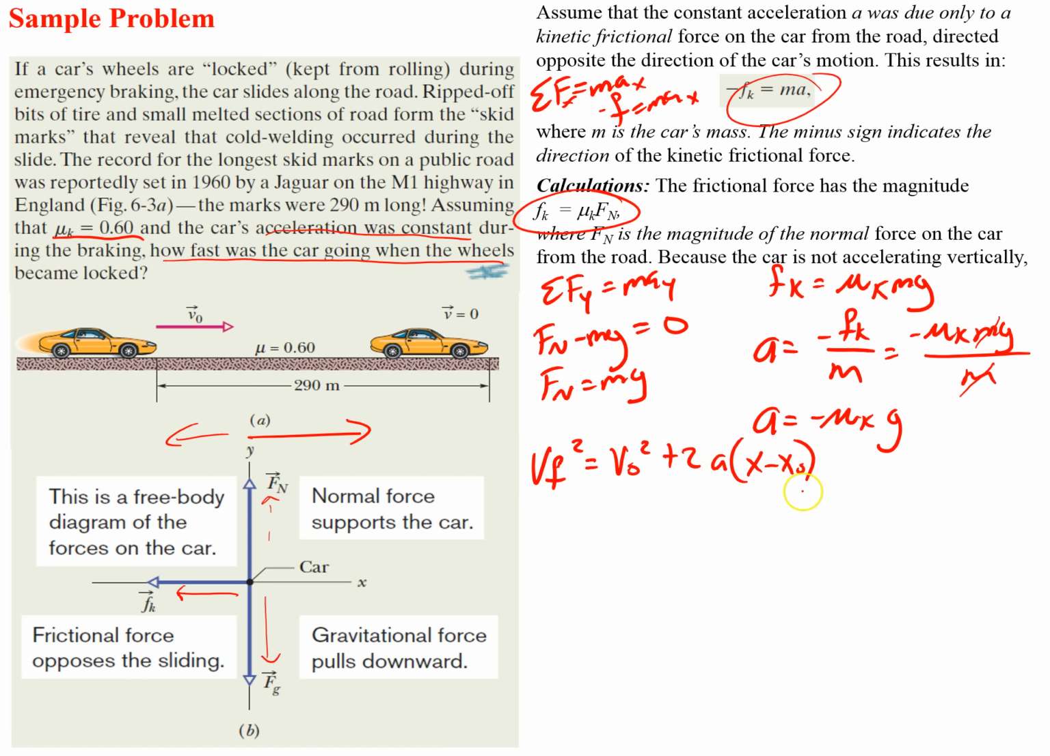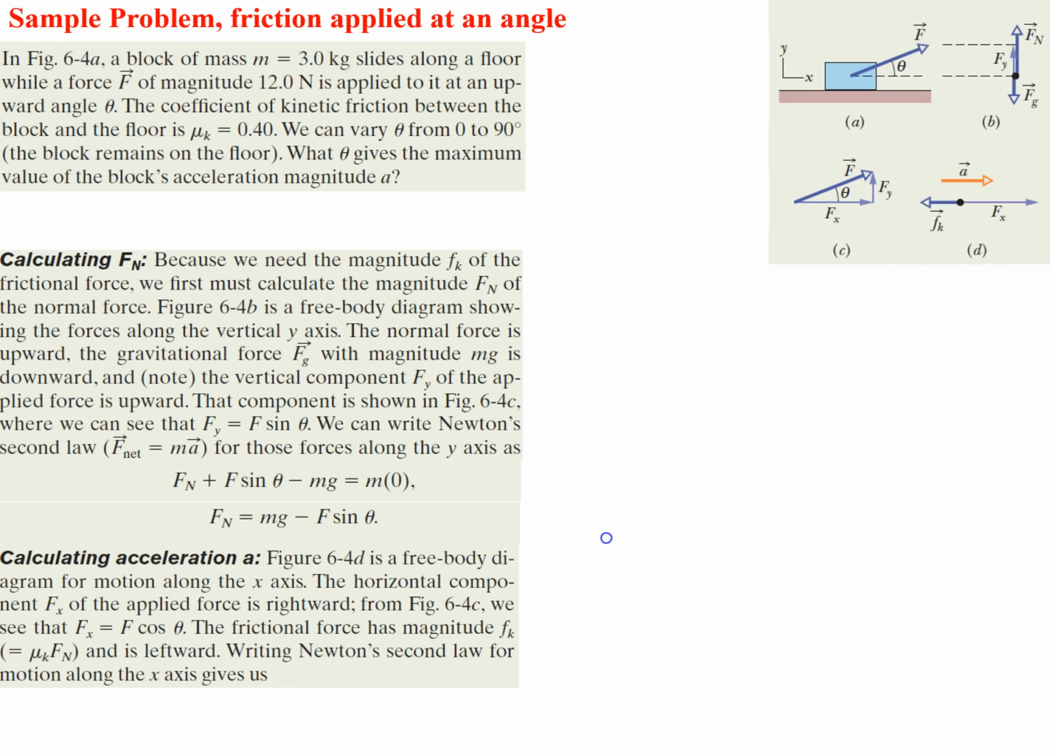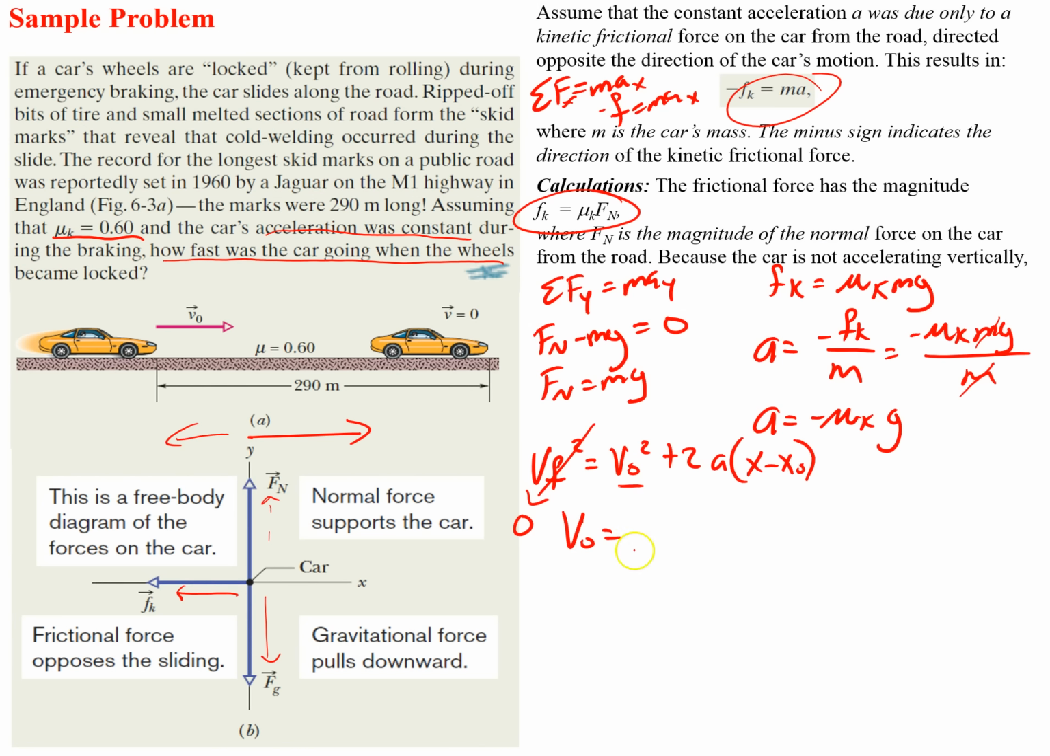Now, I want to take this equation and solve for initial velocity, but we can first do a quick simplification and say that the final velocity is 0, right? Because it's coming to a stop at the end. So our initial velocity is then going to be equal to the square root of 2 mu k times gravity times x minus x naught. I just took this equation and rearranged it to solve for v naught.